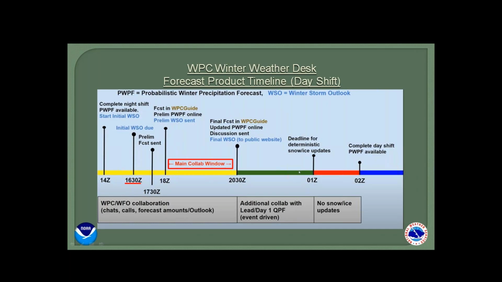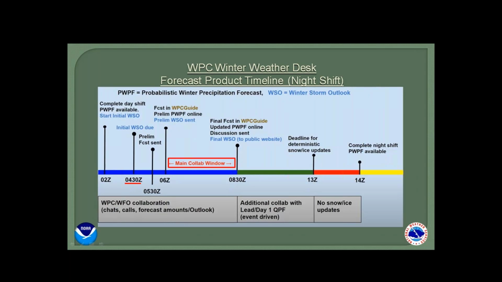Again, this is also available on our Google site. And nighttime's just shifted 12 hours. So initial winter storm outlook is available at 4:30, and then collaboration through 8:30 Z.